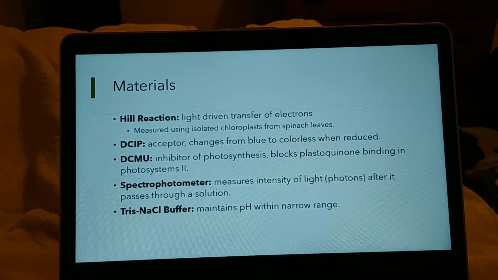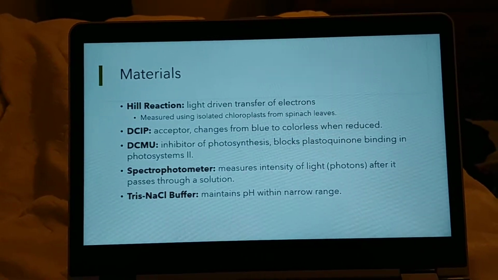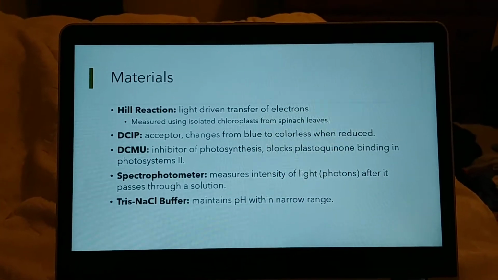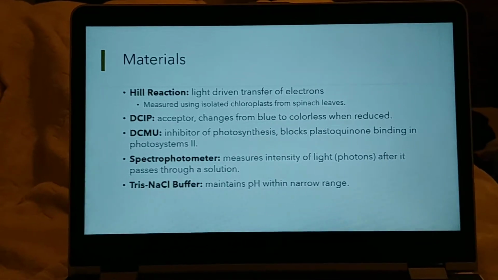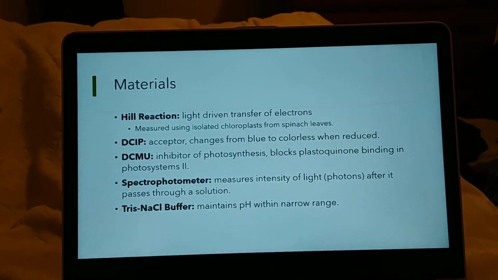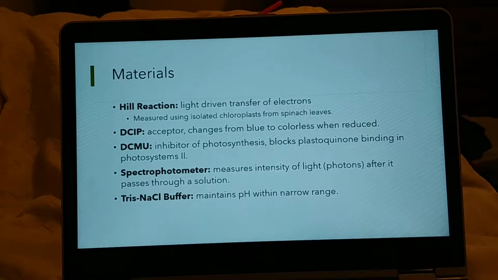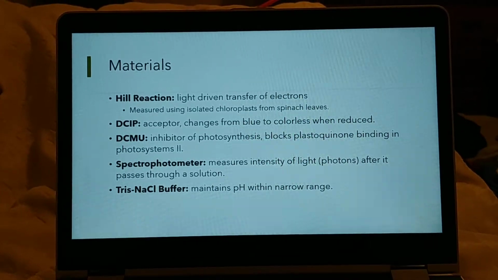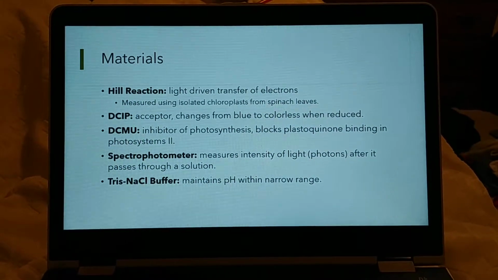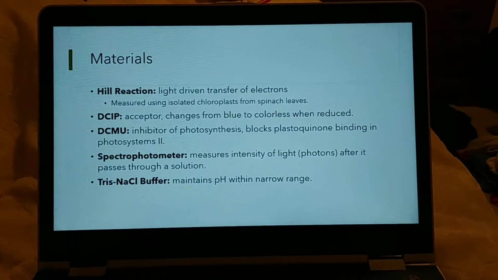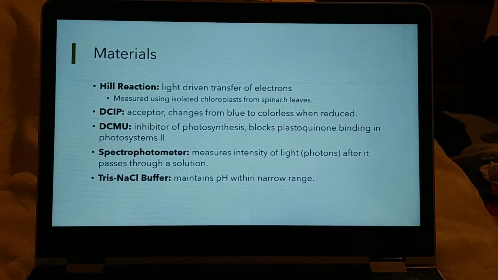In this lab, the Hill reaction was mainly measured using isolated chloroplasts from spinach leaves, and one of the products used was DCIP, which is an acceptor, and when it is reduced, it changes from blue to colorless. DCIP was used in all three tubes to show when it was reduced. DCMU was only used in one tube and is an inhibitor of photosynthesis. What happens is it blocks plastoquinone from binding in photosystems 2.